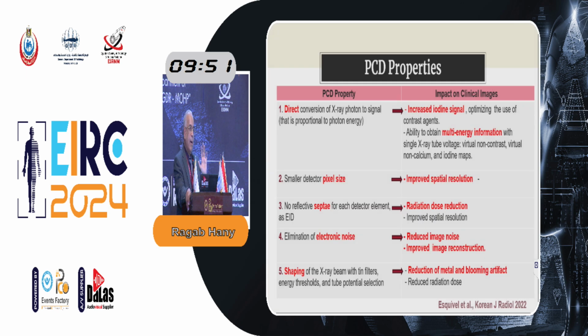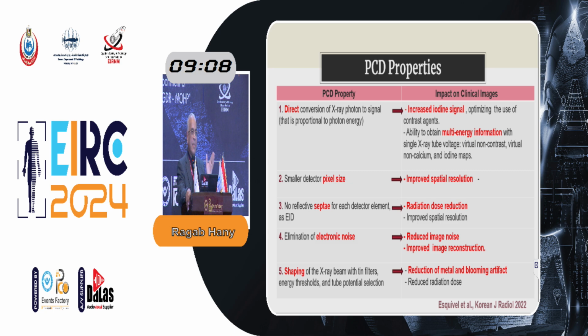What are the properties of the photon counting CT scan? Here we have direct conversion of the X-ray photon to a signal and then to an image. So this helps in increasing the iodine signal. Also, this helps in the production of what is called multi-energy information, which can help in some tissue characterization. So we can make virtual non-contrast, virtual non-calcium, and iodine maps. Also, there are no septa in the detector, so we have a small pixel size, and this improves the spatial resolution.